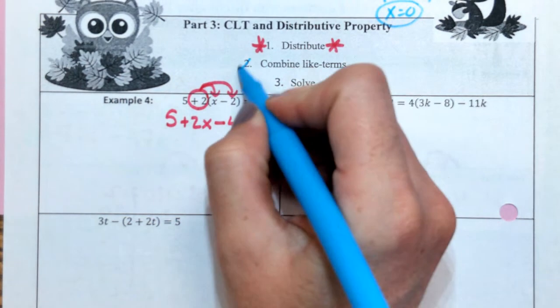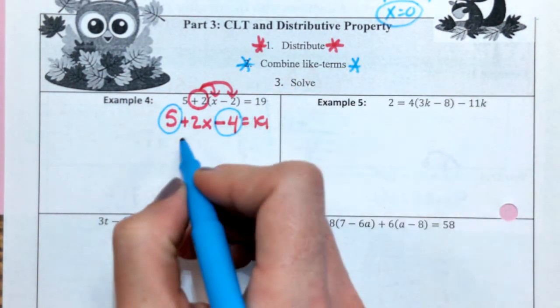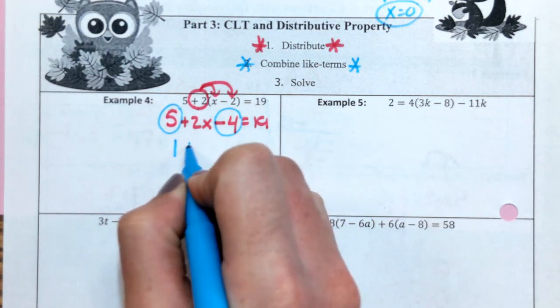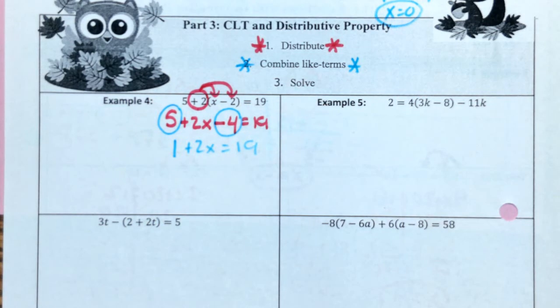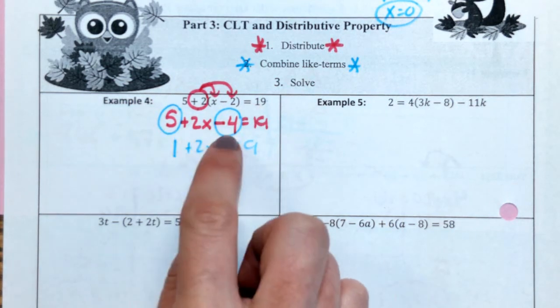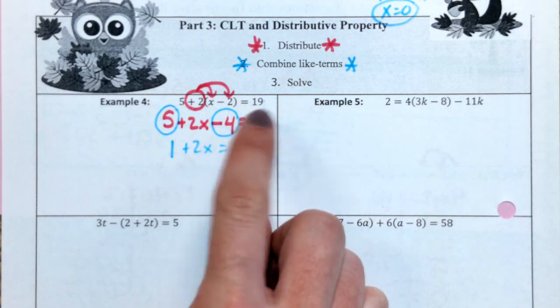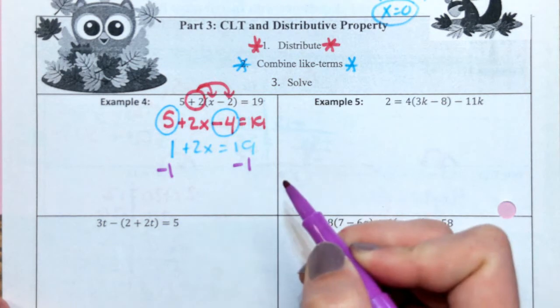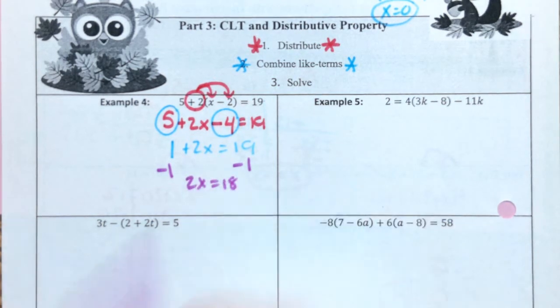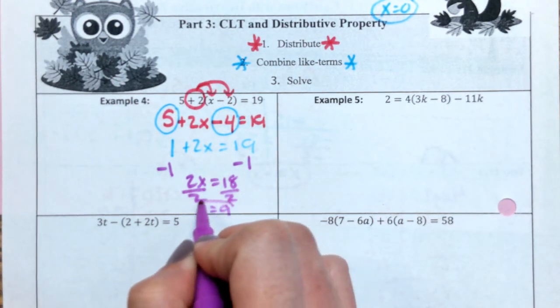Then we combine our like terms. Positive 5 and negative 4 make 1 plus 2x equals 19. When we combine like terms, we are only combining it on one side of the equation. You can't combine the 5 and the negative 4 and the 19 because this 19 is on the other side of the equation. Subtract 1 from both sides, 2x equals 18, and divide both sides by 2. X equals 9.